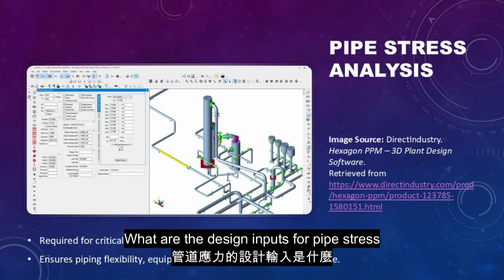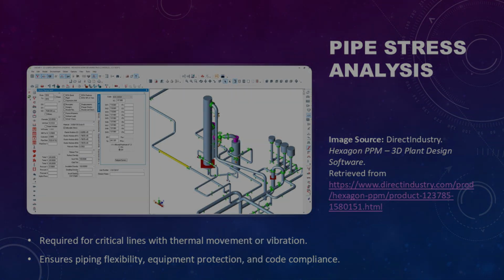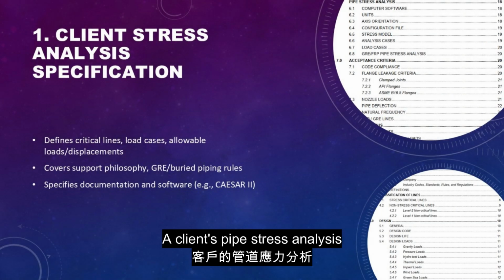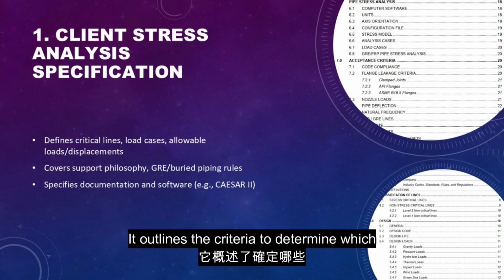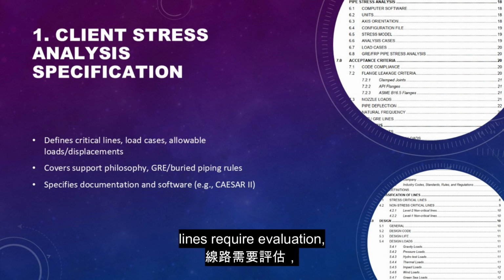What are the design inputs for pipe stress analysis? 1. A client's pipe stress analysis specification. It outlines the criteria to determine which lines require evaluation, load cases, and allowable displacements.